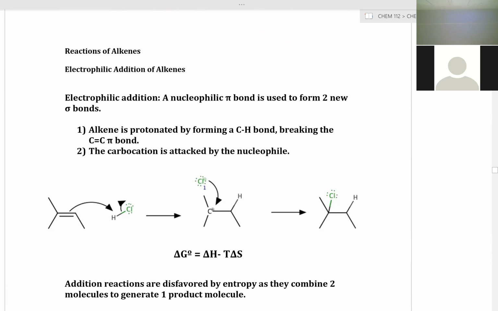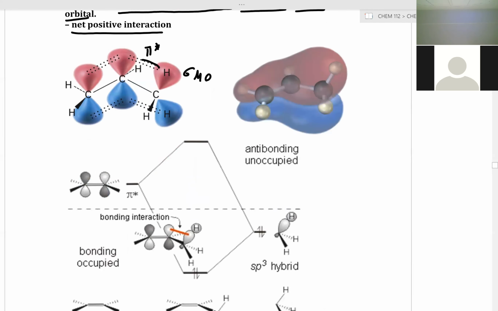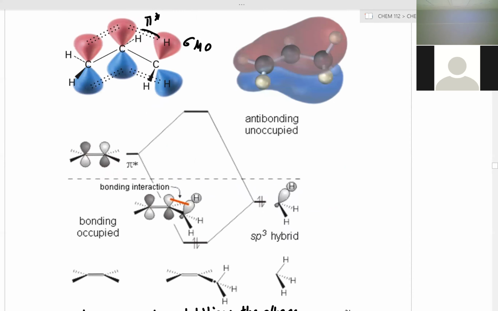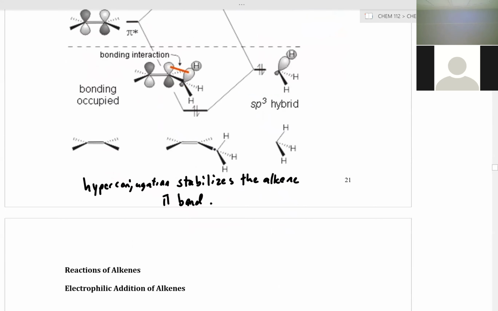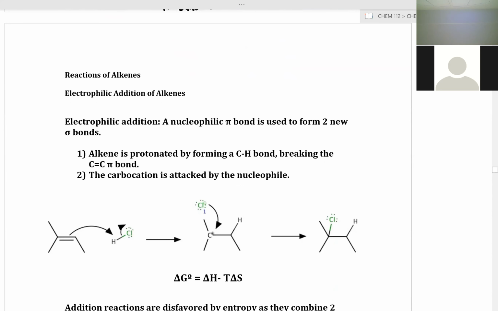Any questions before we move on from this idea of alkene stability? The more carbon substituents we have attached to our alkene, the more stable our alkene will be. Does that make sense? Is everyone comfortable with this idea? Okay, perfect. So let's look at some reactions of alkenes.